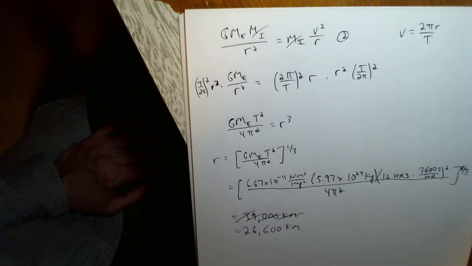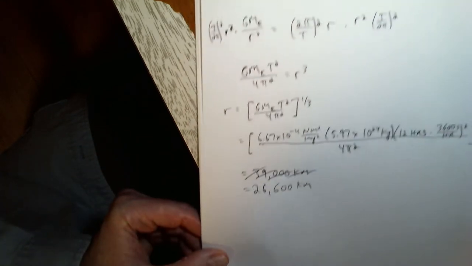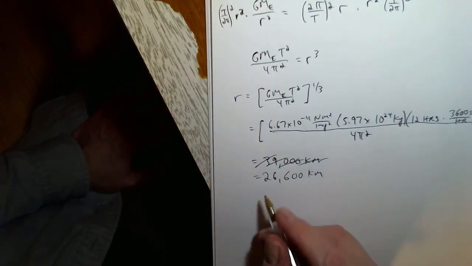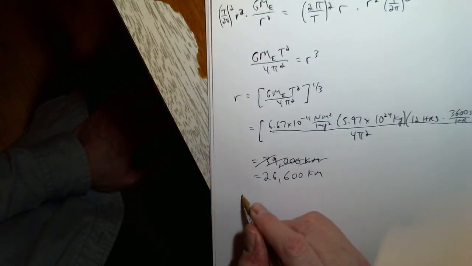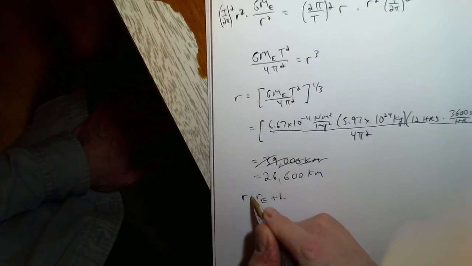And so I made a calculator error. I forgot to square pi when I divided, and therefore I was off by a factor of pi to the 1/3. When I corrected it, I got this. And the answer then, this is r. Remember that r is the radius of the Earth plus the altitude, the height.